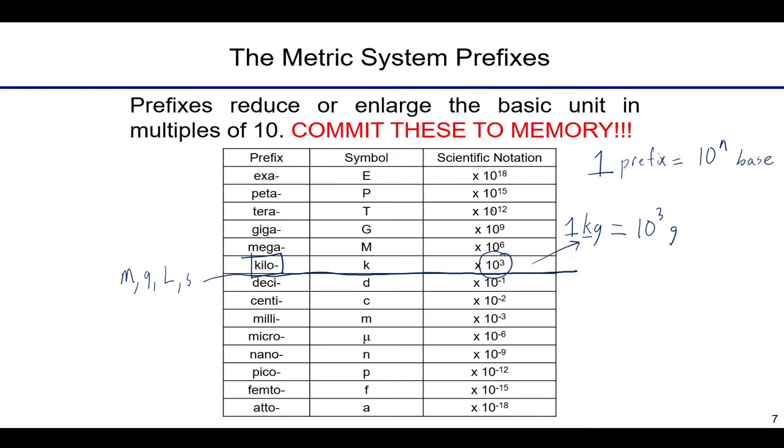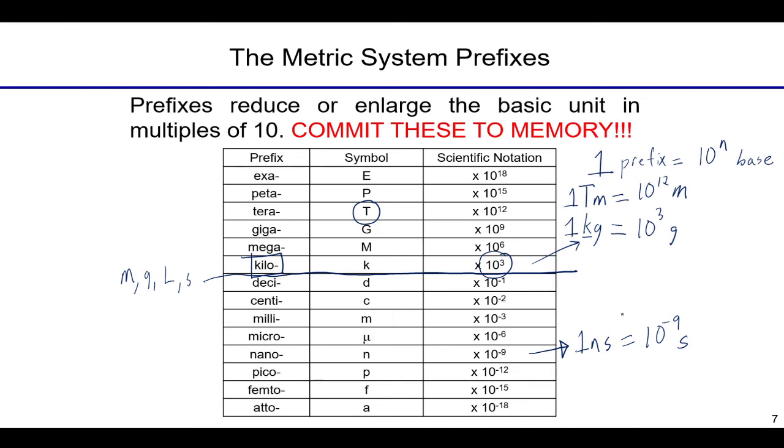In the same way, if I wanted to look at tera, capital T, you would say 1 teragram, or maybe we can do meters this time, 1 terameter is 10 to the 12 meters. Same will be true down here. You could say 1 of the prefix unit, nanosecond, is 10 to the negative 9 seconds. Okay, and so that's the way this chart is written.